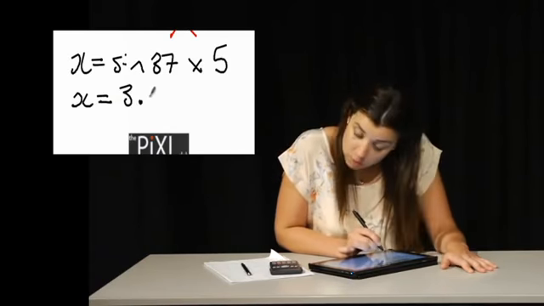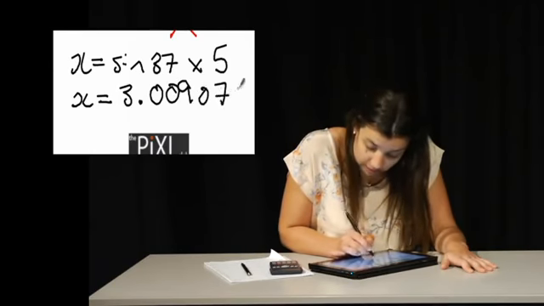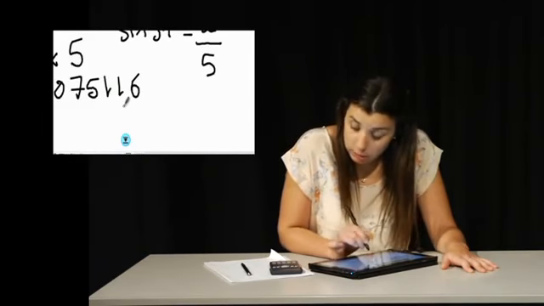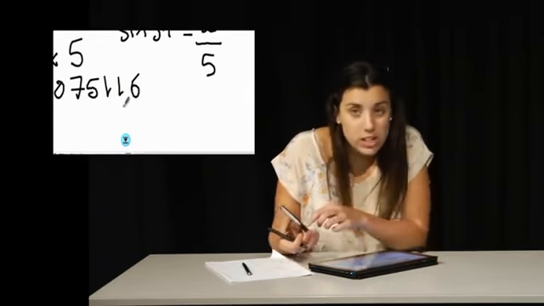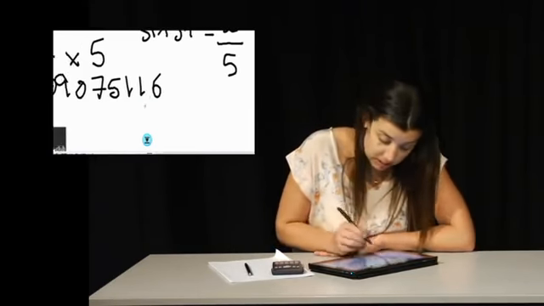Check on your calculator whether you've got 3.009075116. That's what we're looking for. If you haven't got it, you might need to reset your calculator at the back to check it's in degrees. Then we're going to round to 3 significant figures.